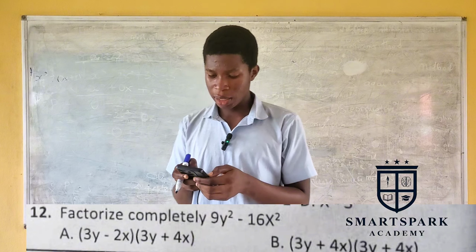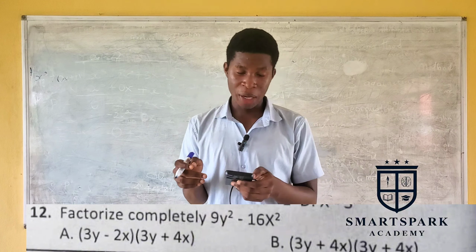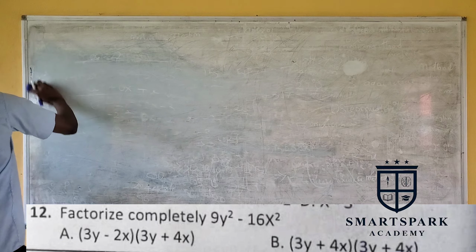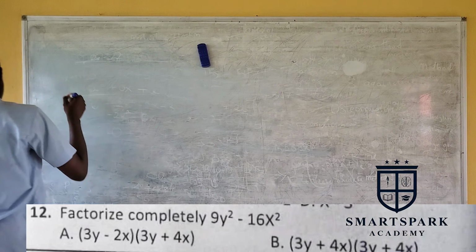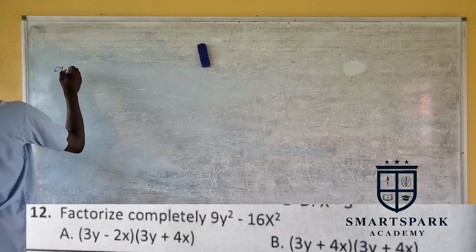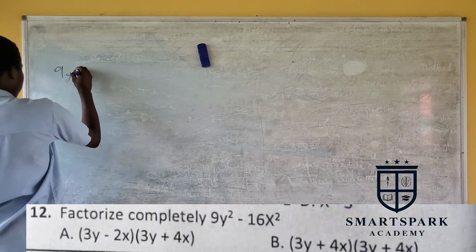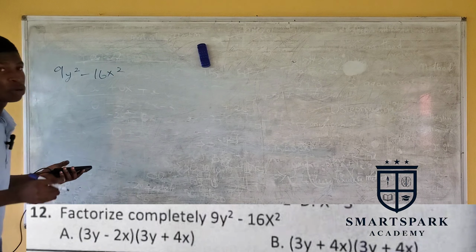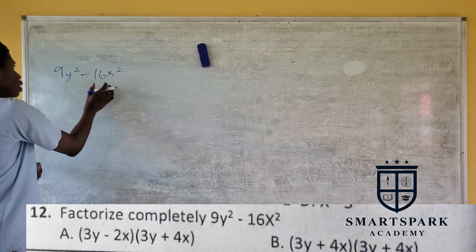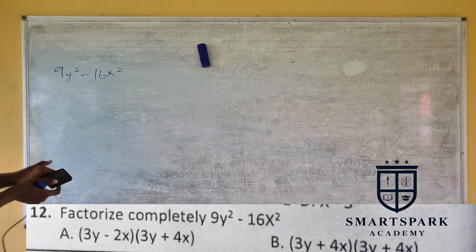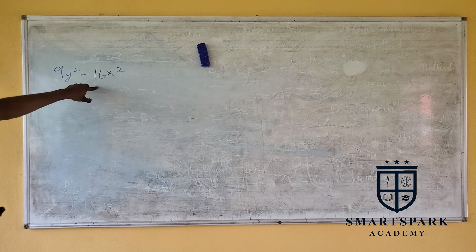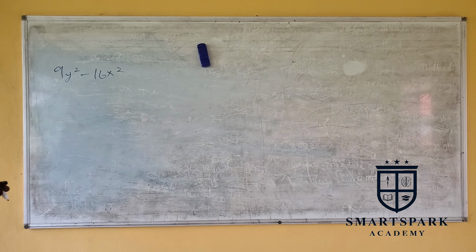Number 12, factorize completely 9y squared minus 16x squared. This is a very interesting question. We have 9y squared minus 16x squared. Because each is a square, we can look at 9 as 3 times 3 and 16 as 4 times 4. So we are just going to break them into their components.